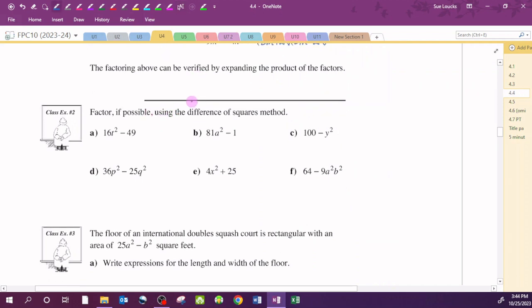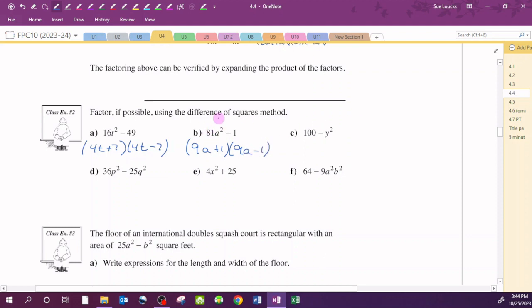So let's do the first one together, and then you can try the other ones on your own. So I've got 4t plus 7 times 4t minus 7. Okay, go ahead and do these on your own. 81a plus 1. Nope, that's wrong. Sorry. Let's try that again. This is going to be 9a plus 1 times 9a minus 1.